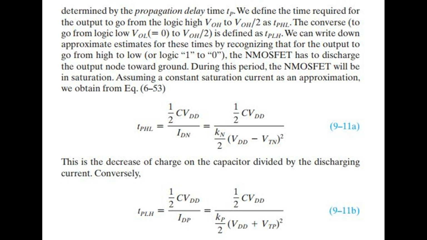We can write down approximate estimates for these times by recognizing that for the output to go from high to low, or logic 1 to 0, the N-channel MOSFET has to discharge the output node toward ground. During this period, the N-channel MOSFET will be in saturation. Assuming a constant saturation current as an approximation, we obtain from EQ 6.53 the time. This is the decrease of charge on the capacitor divided by the discharging current.